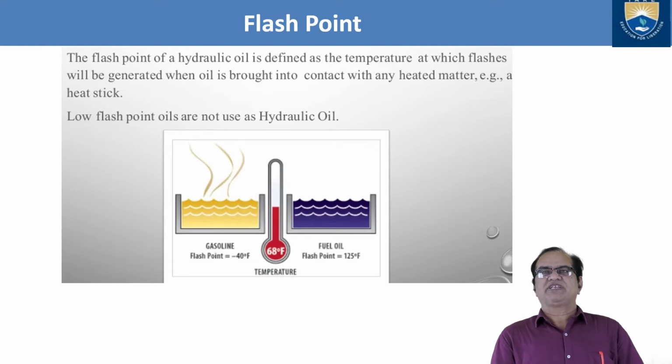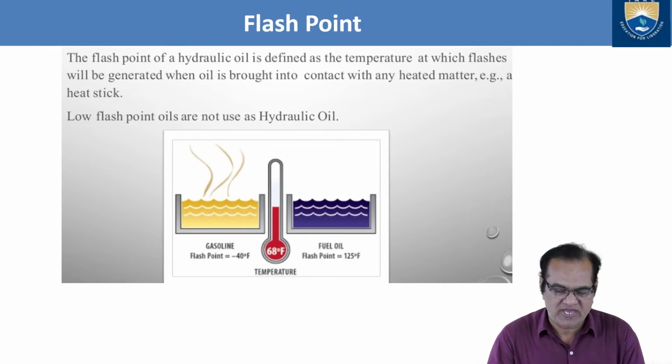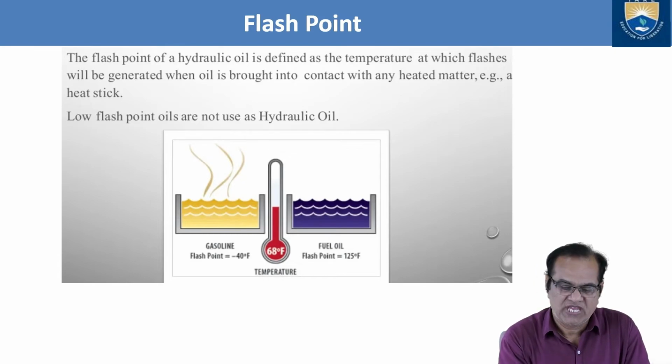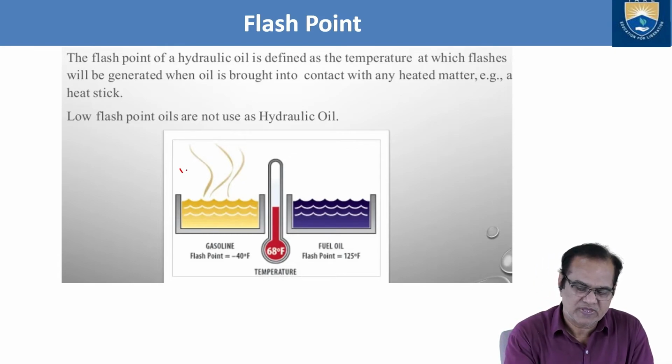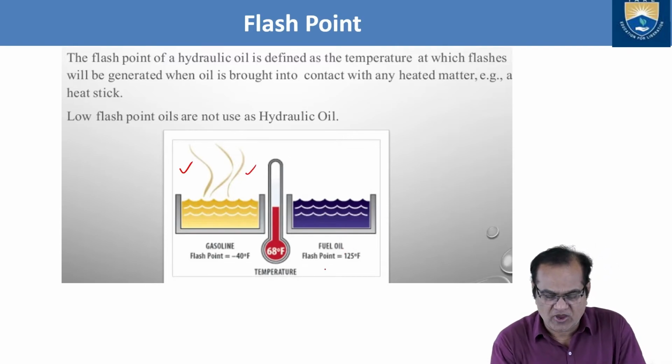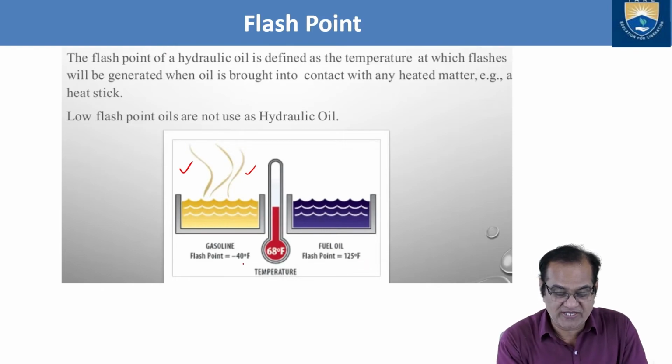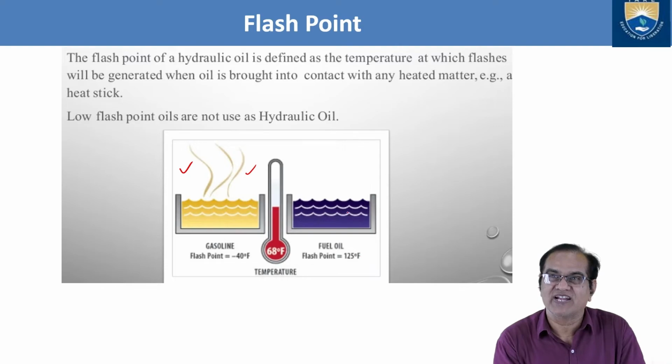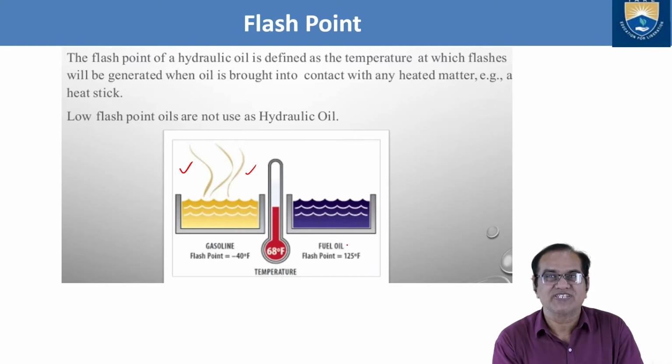Next is flash point. This you can see here. Here gasoline, fluid is evaporating here. But if you see the fuel oil, it is 125 degrees Fahrenheit and it is minus 60 Fahrenheit. If you take the petrol, it is minus 40 degrees Fahrenheit and it is 125 degrees Fahrenheit also. In the fuel, it is not there.